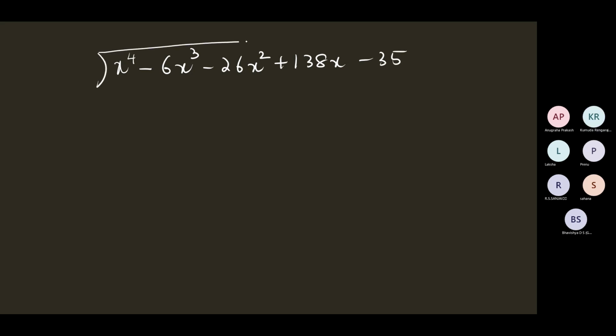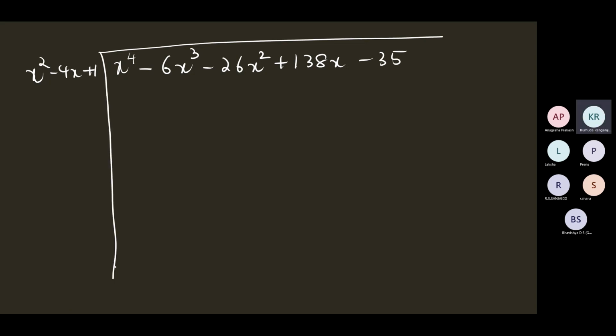Okay, the next one. Divide x to the power 4 minus 6x cubed minus 26x to the power 2 plus 138x minus 35 by x square minus 4x plus 1. You can also put a long vertical line like this. So divide x power 4 minus 6x cubed minus 26x squared plus 138x minus 35 by x square minus 4x plus 1. Yes, children.